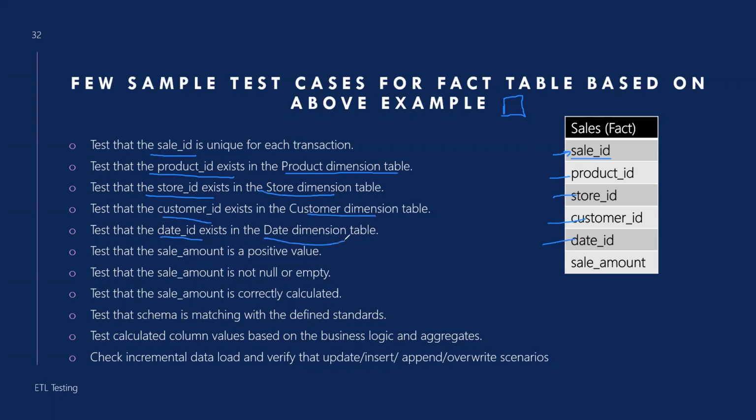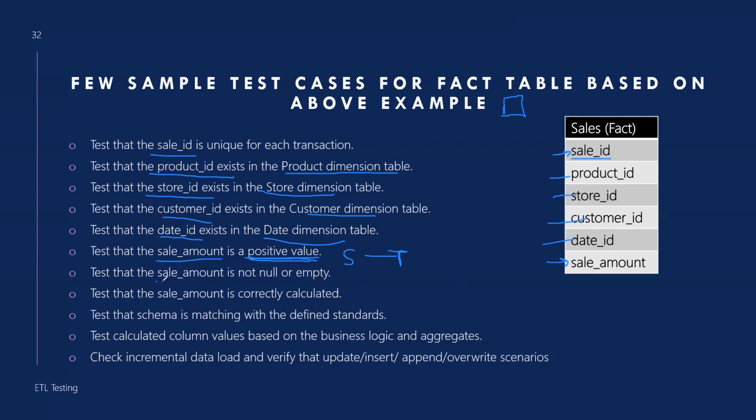Apart from this, you need to verify the sales amount is a positive value. I have just written it as a hypothetical or simple test case, like a positive value, but in your case you should verify the sales value for each transaction from the source data. And you should verify between source and this target that the data should match. So you have to do source to target matching.